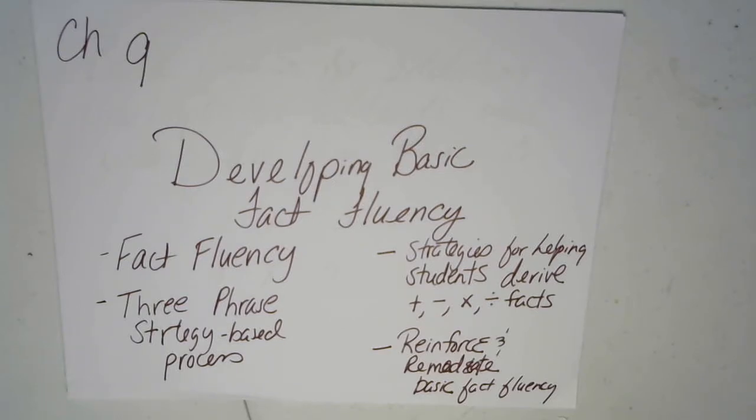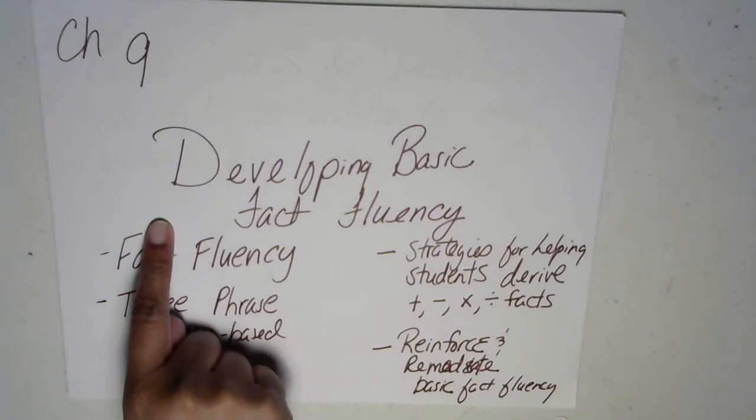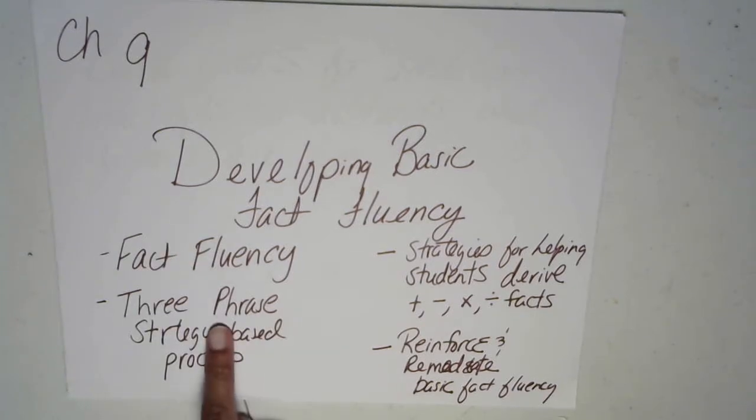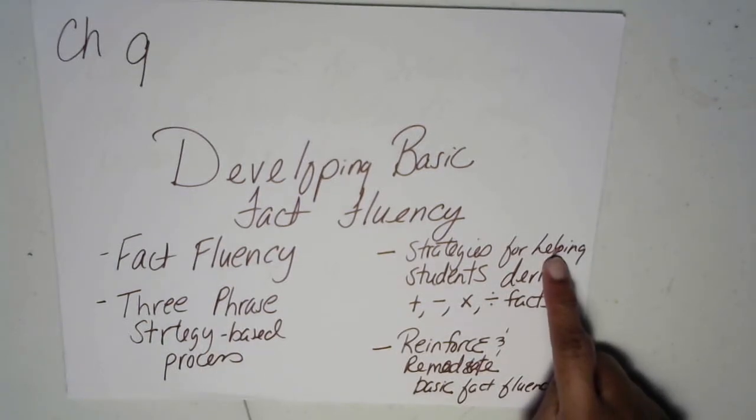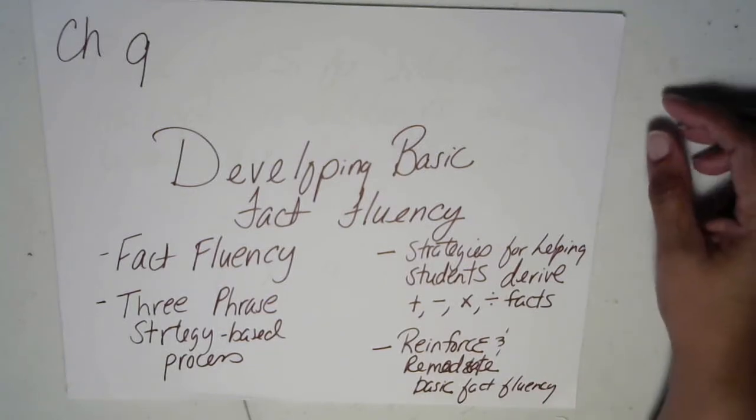By the end of this chapter, and after engaging in the embedded activities and the stimulating lecture, you, the UL college student, should be able to describe approaches to developing fact fluency, especially the three-phase strategy-based process, as well as illustrate strategies for helping students derive addition, subtraction, multiplication, and division facts, and justify an effective approach for reinforcing and remediating basic fact fluency. Fact fluency is extremely important.